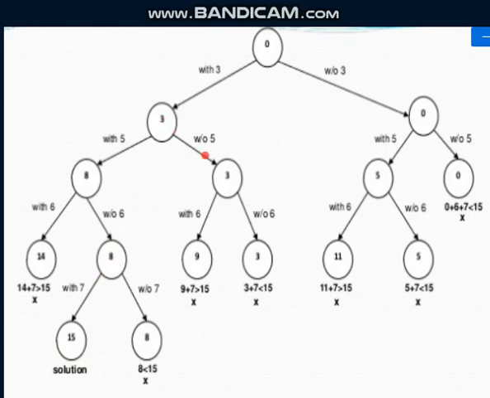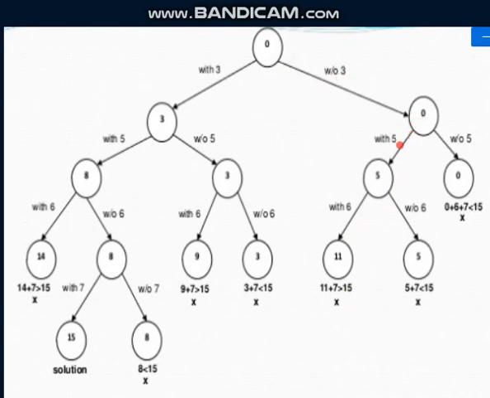So again, without 5, with 6, with 7, we didn't get the solution. Without 6, if we include 7 also, that is, 3 plus 7, 10. 10 is less than 15, so that also didn't lead us to the solution. So again, if we try another possible way, that is without 3, but with 5, with 6 and with 7, 11 plus 7 is 18, which is greater than 15.